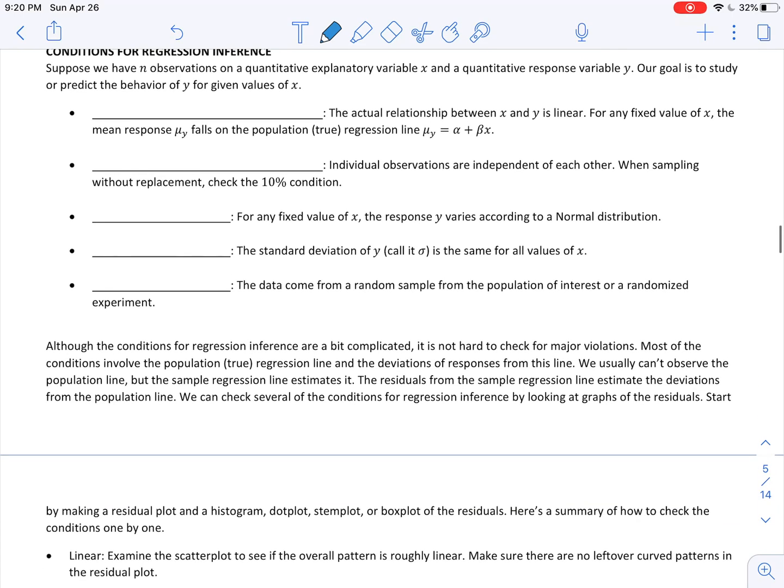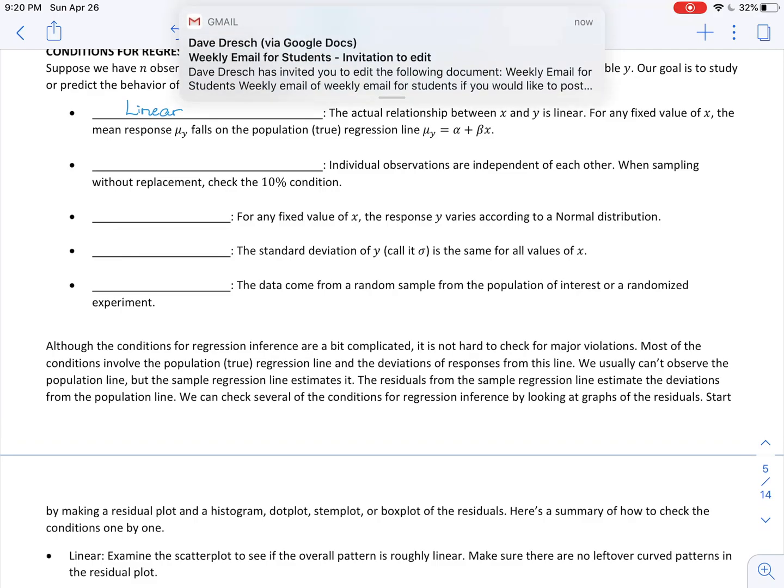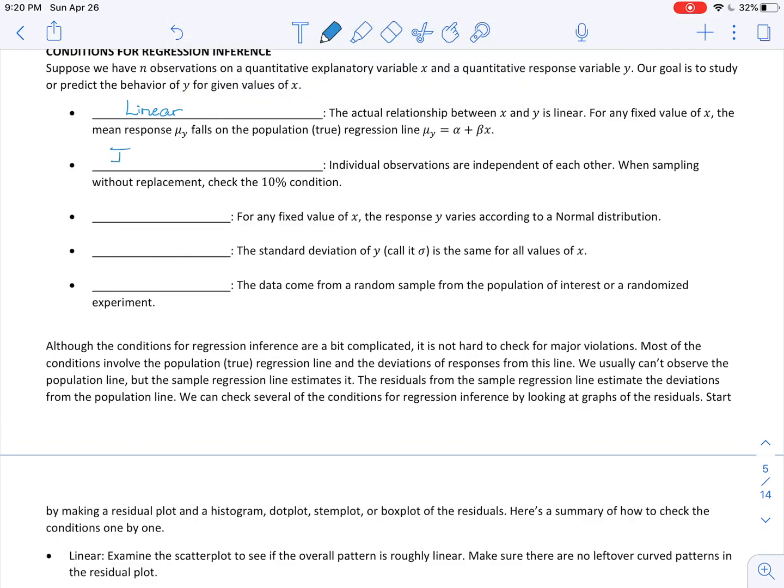So if you have an observation of your explanatory variable x and the response variable y, if you're trying to study or predict the behavior of y for given values of x, the first thing you need is a linear relationship. If it's not linear, you're not going to be doing much with that. There are 2 ways to actually check for linearity, which apparently I'll get to in a second because it's not on here. So the actual relationship between x and y is linear. So for any fixed value of x, the mean response, mu sub y, falls on the population regression line, the mu sub y equals alpha plus beta x.